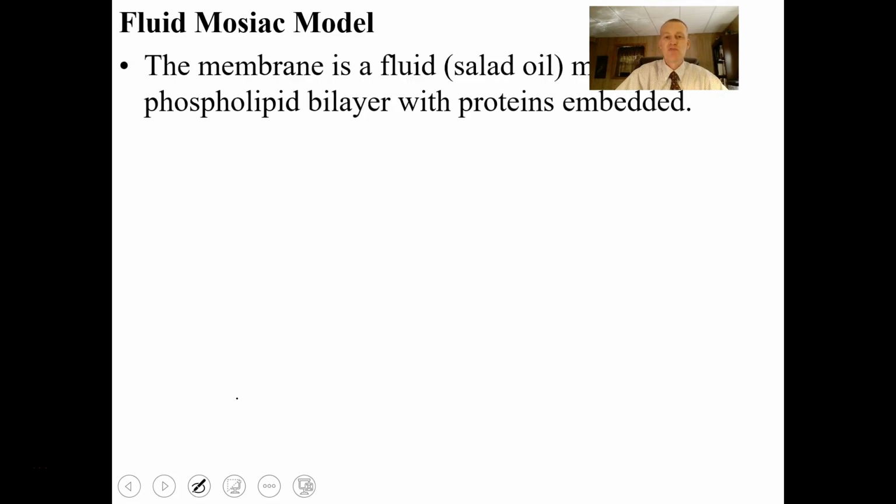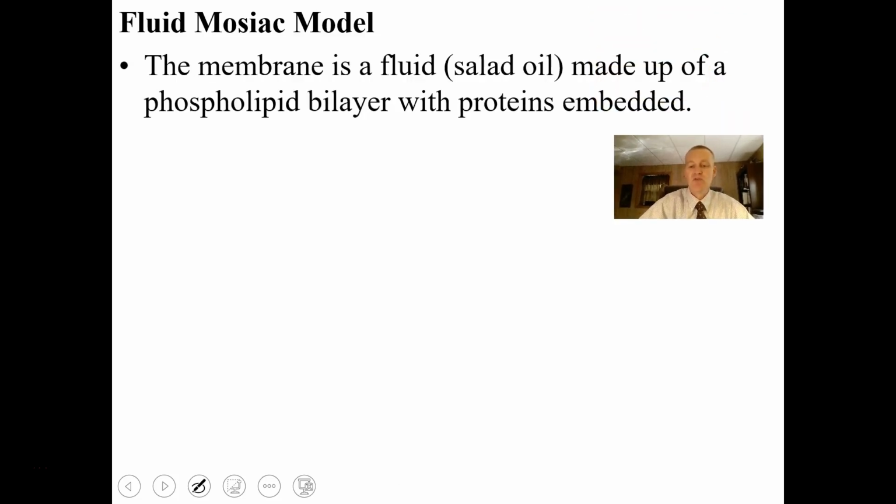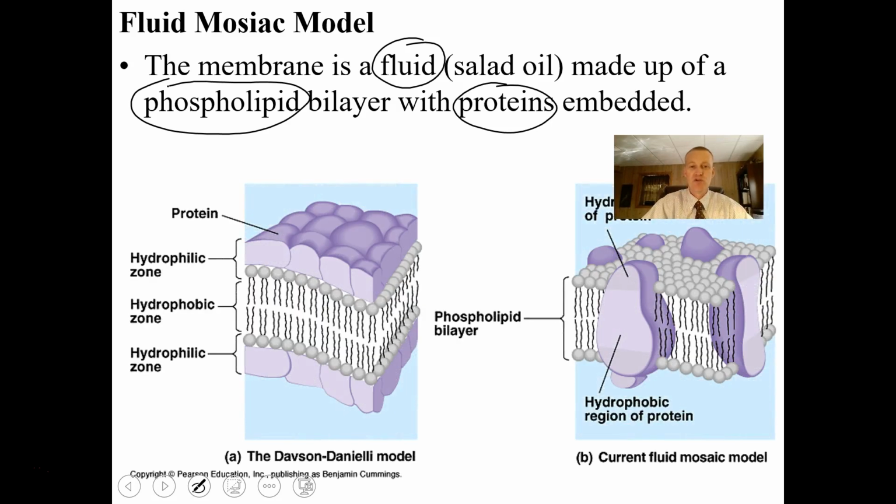Now, the model we use for the cell membrane is the fluid mosaic model, and that basically describes that the membrane is like a fluid. It's like salad oil, made up of a phospholipid bilayer, but it's also a mosaic of parts. It's made of proteins and phospholipids and cholesterol. So it's a mosaic of parts, but it also is a fluid.